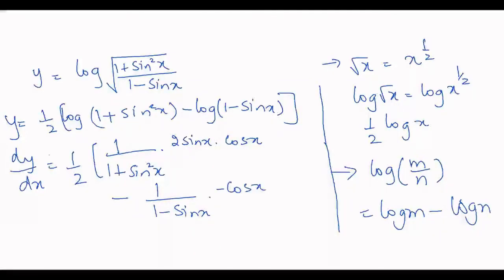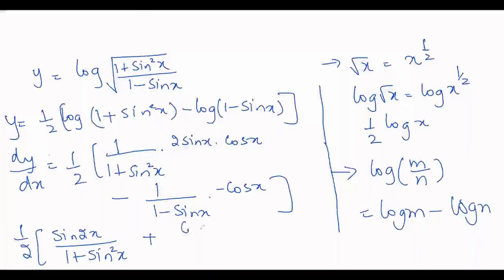So I'll rewrite this: half, 2 sin x cos x is sin 2x divided by 1 plus sine squared x. Minus minus makes this plus. This is cos x divided by 1 minus sin x. So that's the form of my final answer.